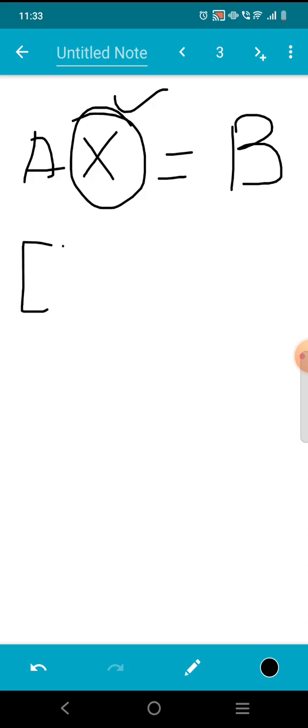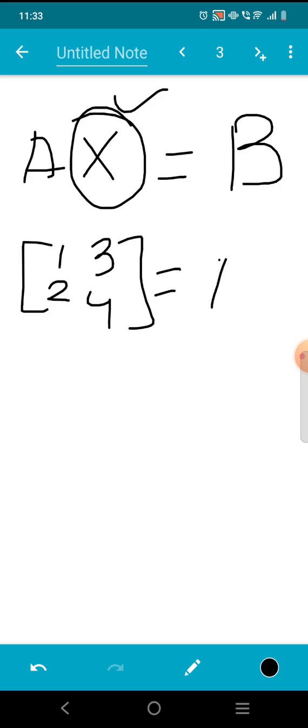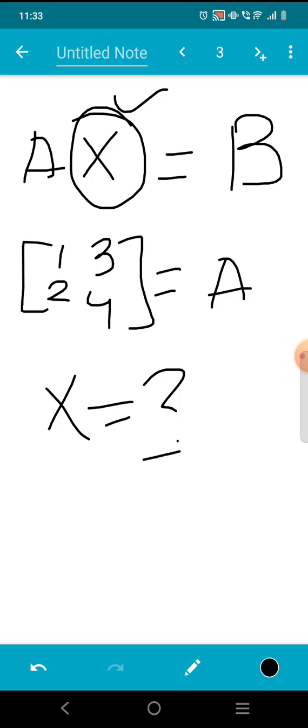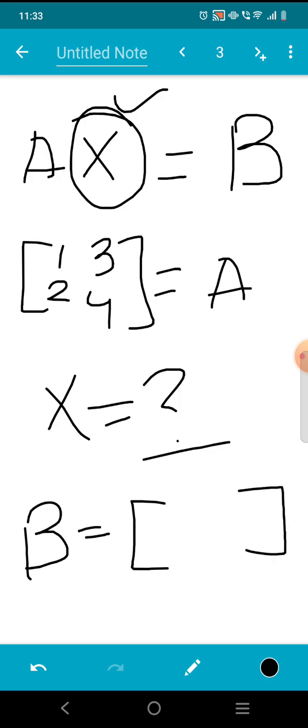Suppose there is a matrix 1, 2, 3, 4, which is equal to A. It should be multiplied by some matrix x that we have to find, and the output would be a B matrix. Suppose I take a simple B matrix, just an interchange of columns: 3, 4 and 1, 2. Now we have to find this. 1, 2, 3, 4 is a matrix. It should be multiplied by which matrix, which we have to find here, and the answer would be 3, 4, 1, 2, a simple interchange of columns.